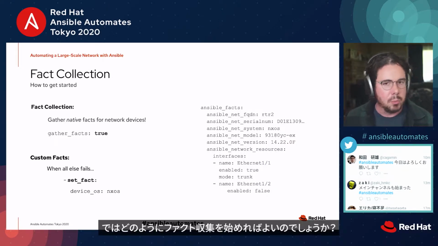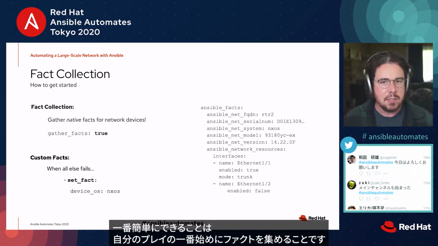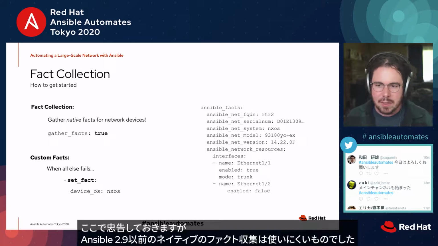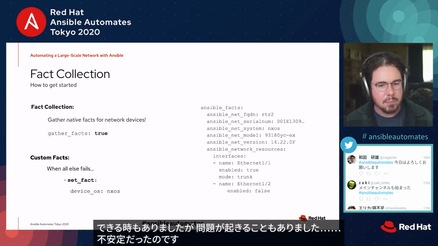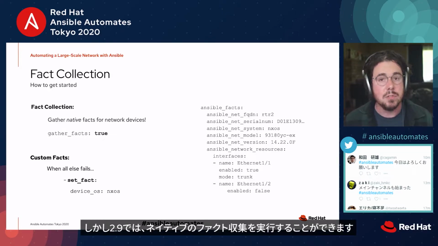So how do you get started with fact collection? The easiest thing to do, I mentioned a minute ago, at the very beginning of your play, you can gather facts. Now, I will caveat that prior to Ansible 2.9, it was not very easy to use native fact collection. You sometimes could, it had issues every now and then. It wasn't very consistent, but as of 2.9, we can now perform native fact collection.